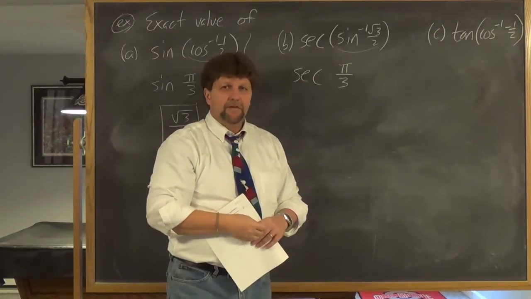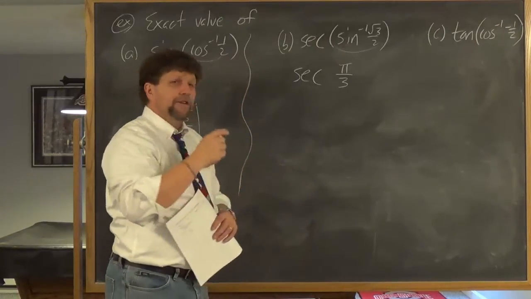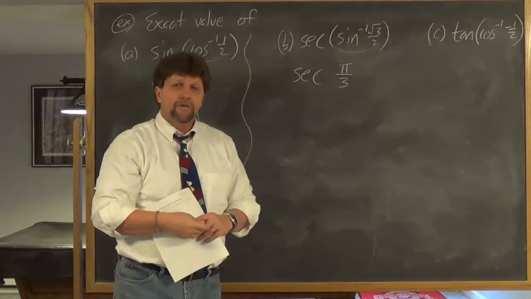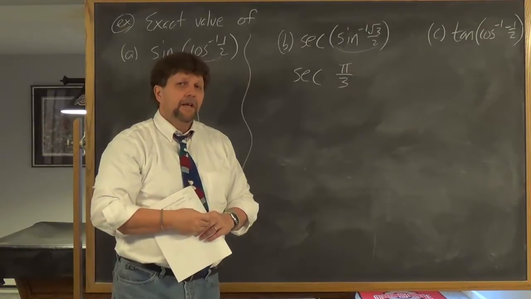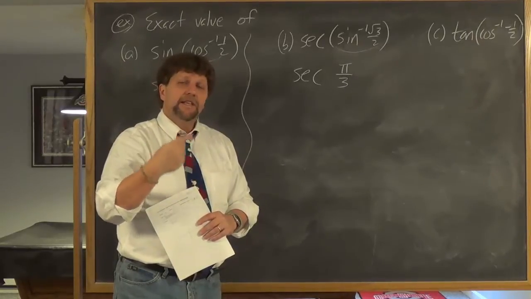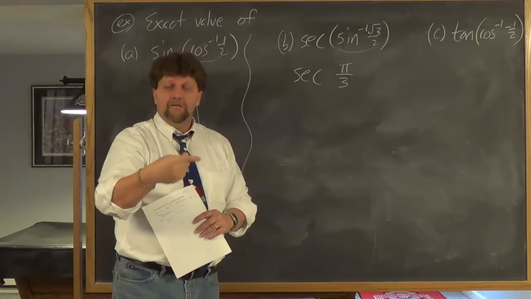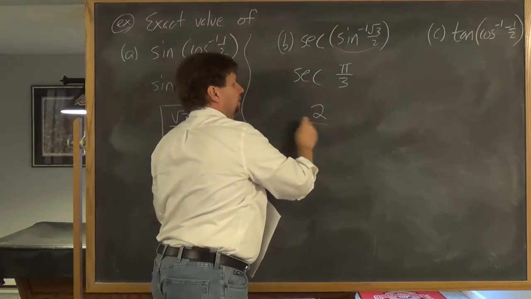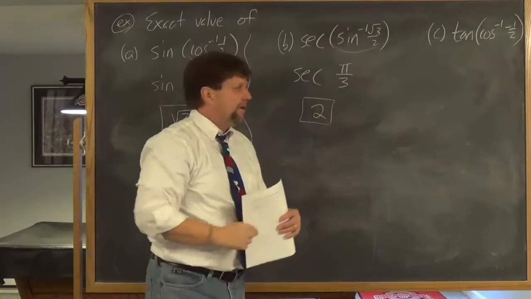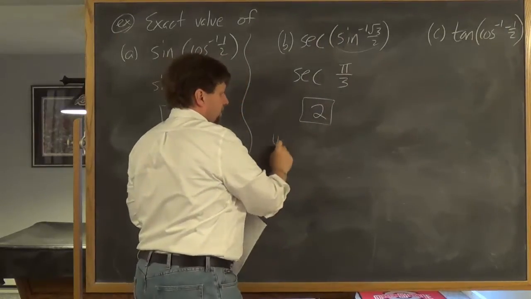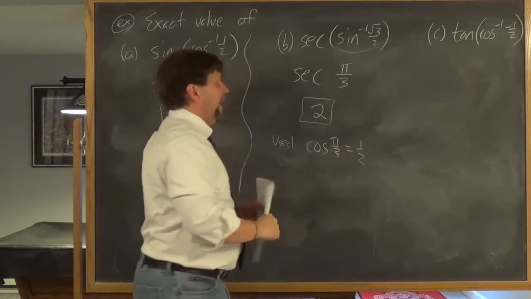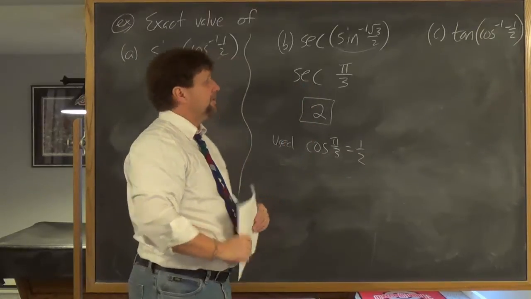I don't know what the secant of pi over 3 is off the top of my head, but here's what I do know. I do know what the cosine of pi over 3 is. I know that the cosine of pi over 3 is 1/2. So since I know the cosine of pi over 3 is 1/2, I know the secant of pi over 3 is the reciprocal of 1/2, which is 2. So the exact value of secant of inverse sine square root 3 over 2 is 2. And I used my knowledge of the unit circle and that the cosine of pi over 3 was 1/2 to determine the secant of pi over 3 was 2.